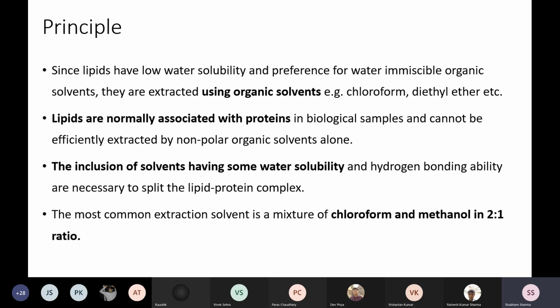So we need solvents which have some solubility in water, so that they can form a hydrogen bond and split the lipid-protein complex. In the entire experiment which we will be demonstrating, we will be using a solvent which is a mixture of two compounds, that is chloroform and methanol, in a ratio of 2:1.